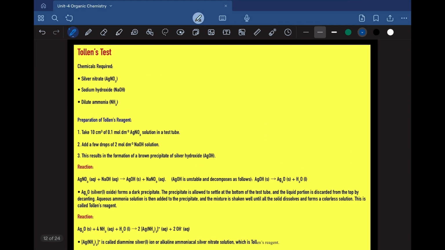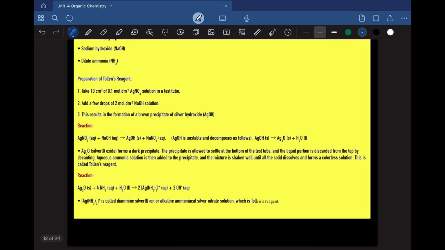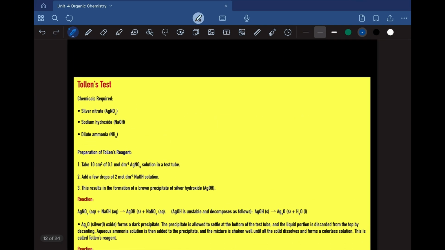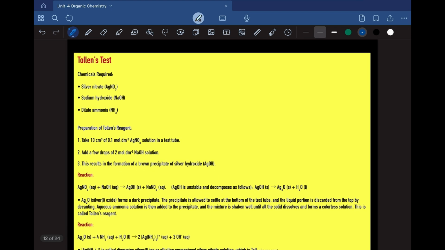Now moving on, we will look at the Tollens' test. The Tollens' test is a very important test. What are the things required to carry it out? Let's understand this. The chemicals required are silver nitrate, sodium hydroxide, and dilute ammonia. These are the three things required to carry out the Tollens' test.